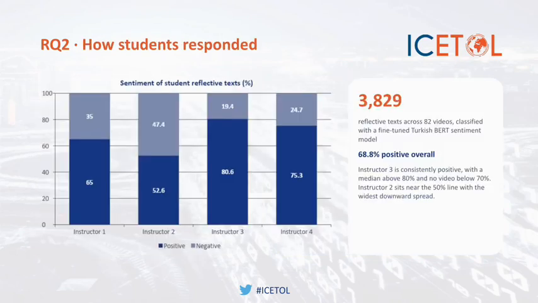Now the student side. Almost 4,000 reflective texts were classified with a Turkish BERT sentiment model. Overall, about 69% are positive, but the spread across instructors is wide. Instructor 3 reaches 80.6% positive and never drops below 70% on any single video. Instructor 2 sits just above the 50% line.